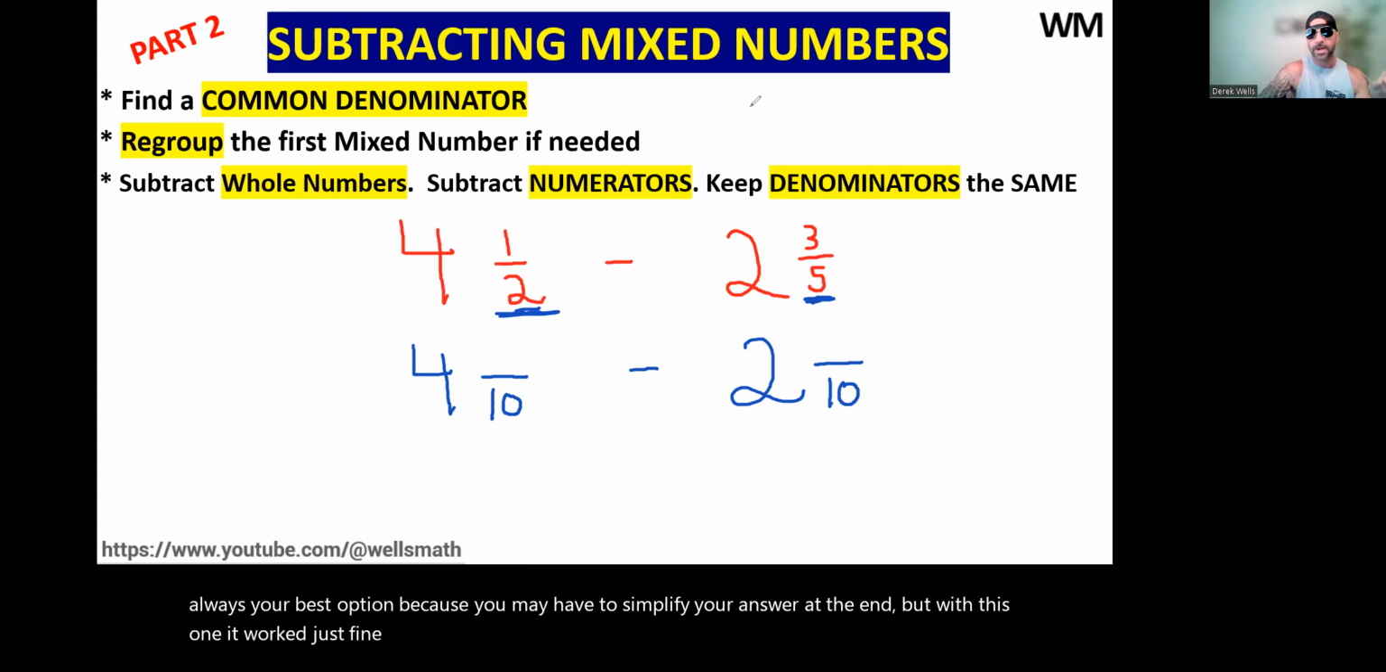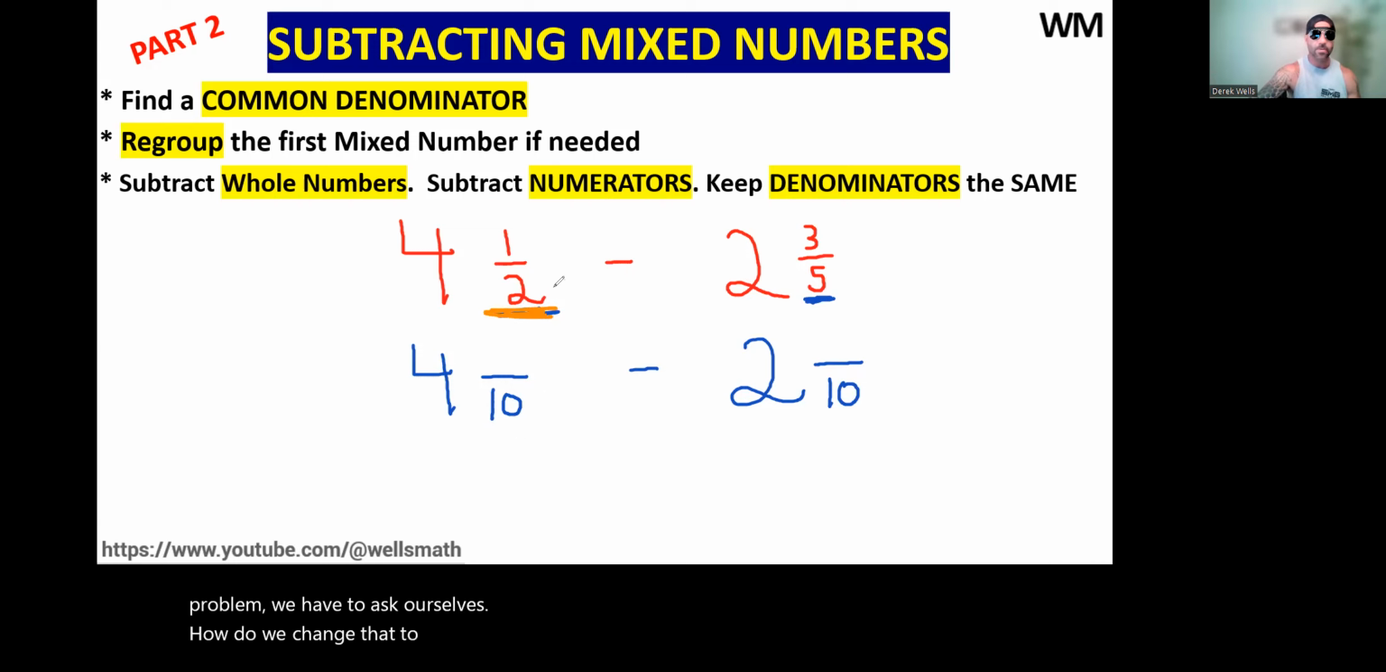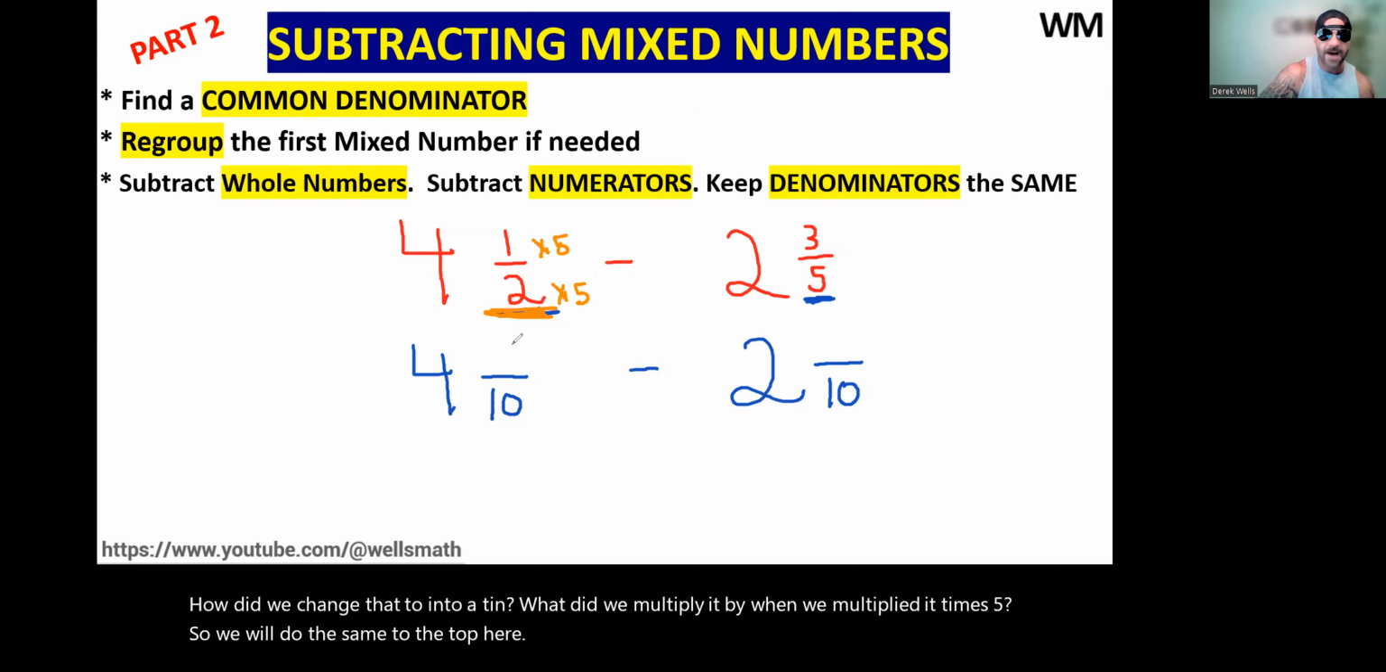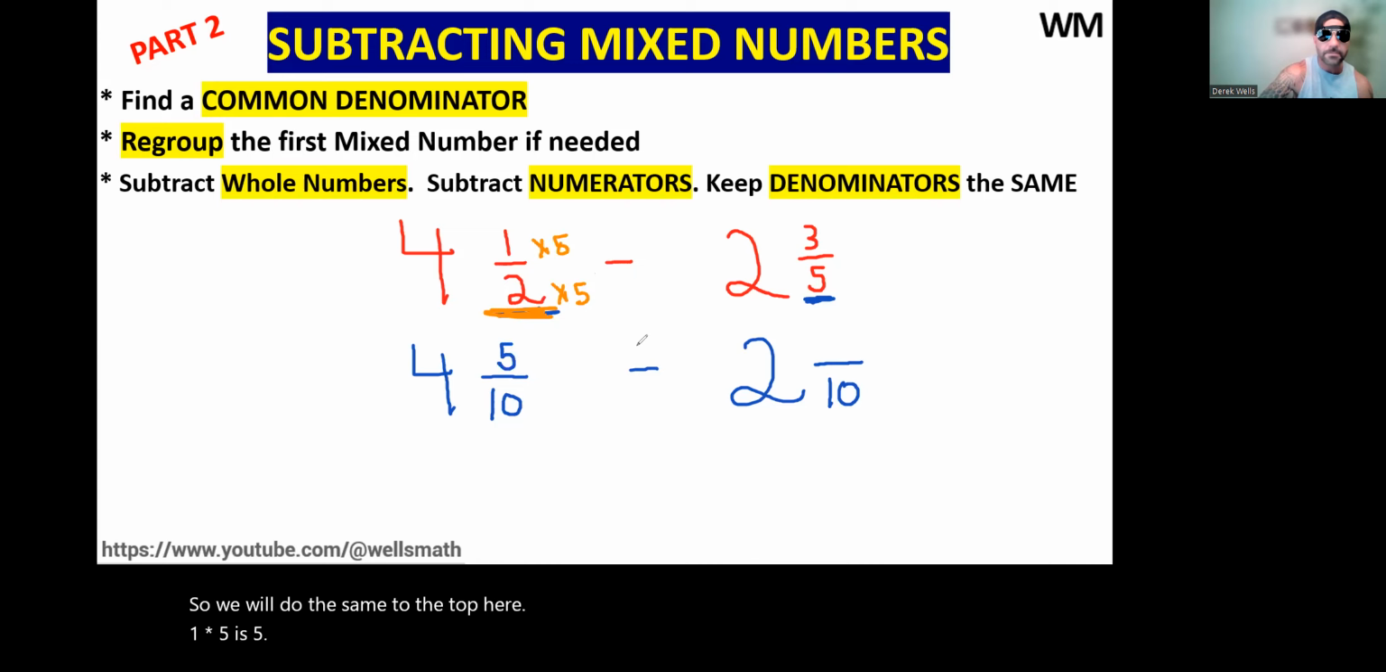We cannot just bring those numerators down, though, for our new problem. We have to ask ourselves, how did we change that 2 into a 10? What did we multiply it by? Well, we multiplied it times 5. So we will do the same to the top here. 1 times 5 is 5. So really 4 1/2 is the same as 4 5/10.